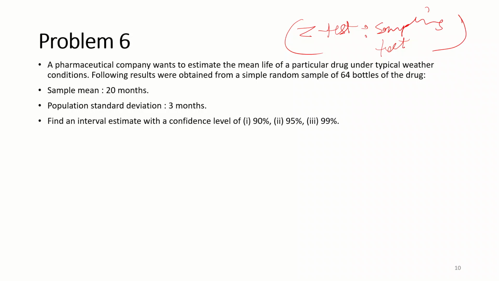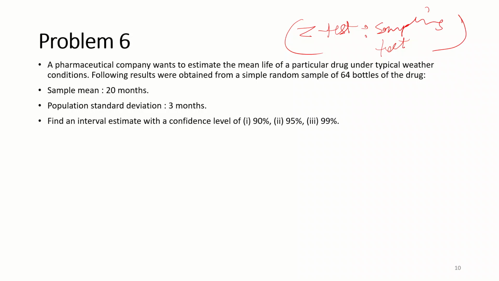Here, we have to find an interval estimate within a given confidence level. Almost all the values are given: n is given, the mean is given, and the standard deviation of the population is given.